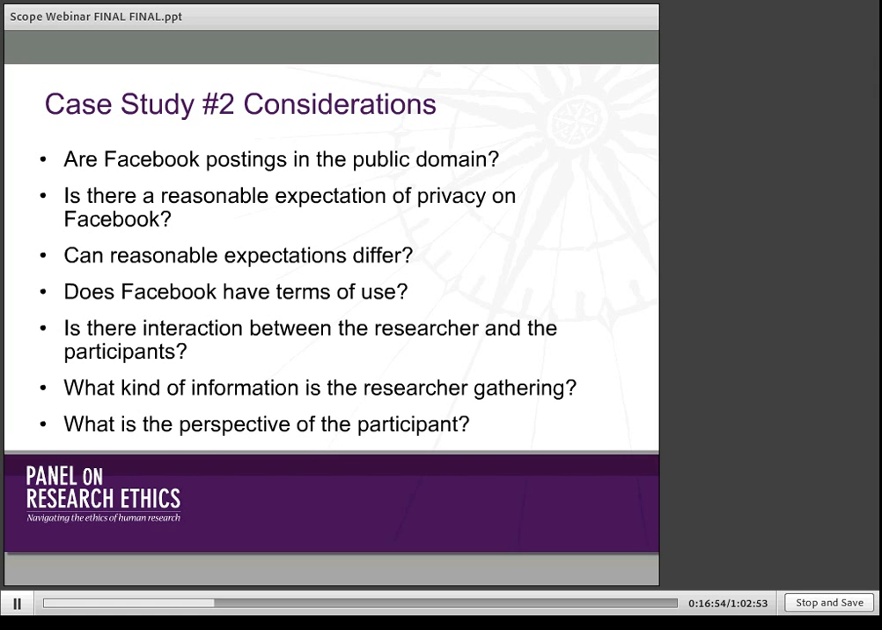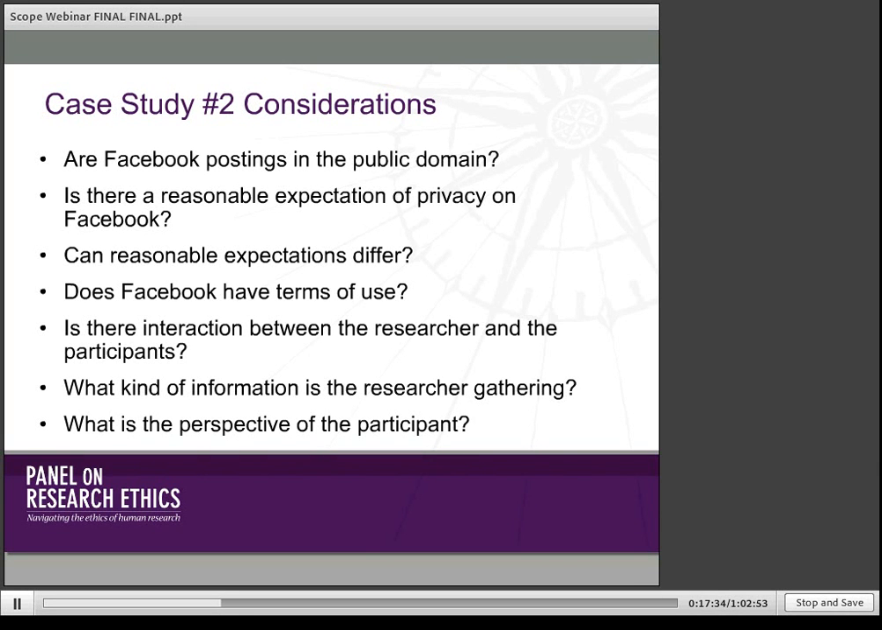So in summary, the considerations for this type of research include the nature of the study, that is, how it is being done and what kind of information is being collected, the internet site terms of use and user settings, participant expectations of privacy, and participant vulnerability. In this example, if this researcher is using information that his circle of Facebook friends have posted with an expectation of privacy, then his or her research does require REB review.